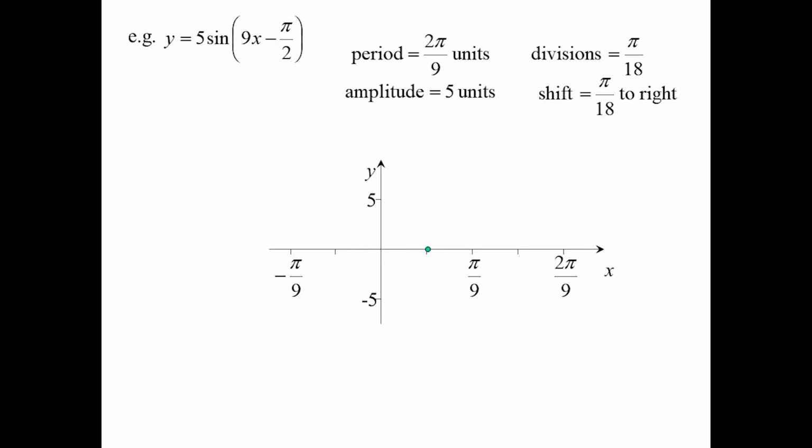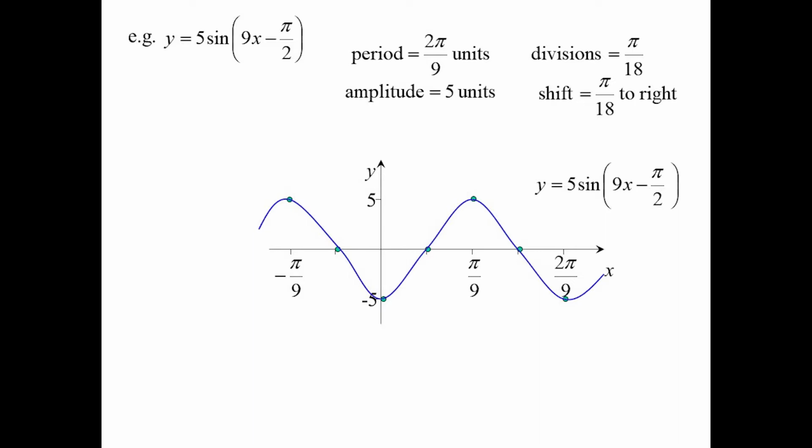Then I know the pattern of the sine curve. It goes up to the amplitude. So at pi on 9, I'll have up at 5. And then that zigzaggy pattern will continue. So we'll go down and then back the other way, and I'll draw in my sine curve. Now, just something to note about this. If they had said draw it for the domain of minus pi on 9 to 2 pi on 9, I should stop at those points.